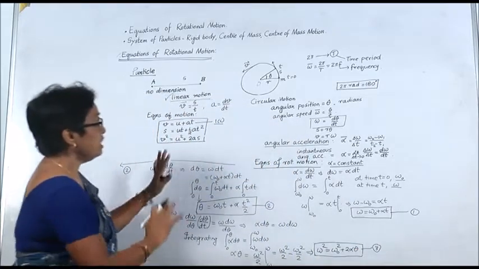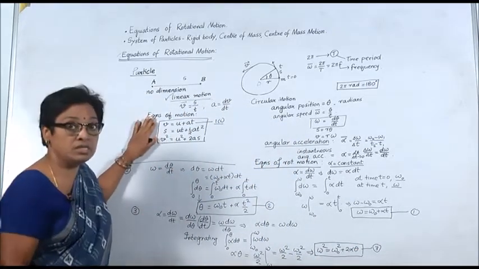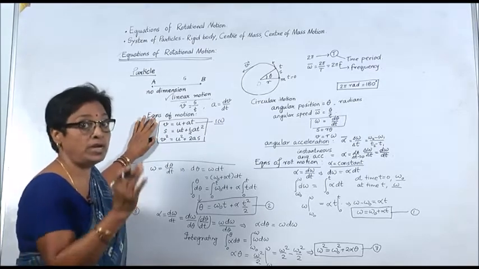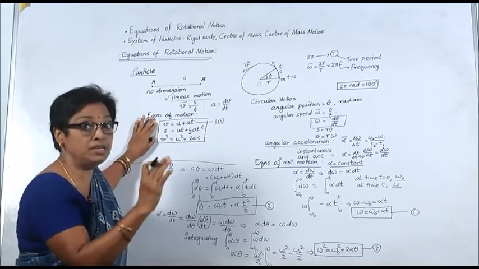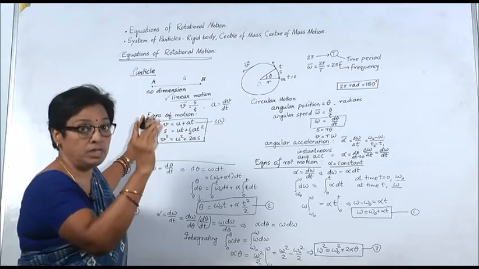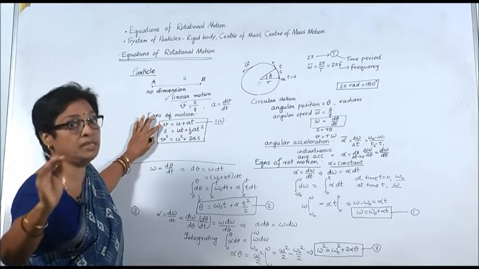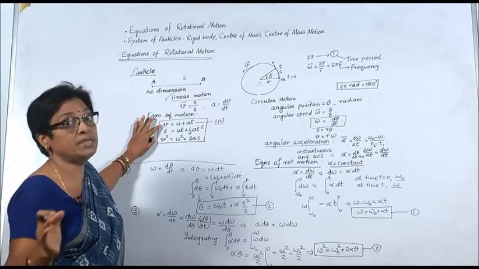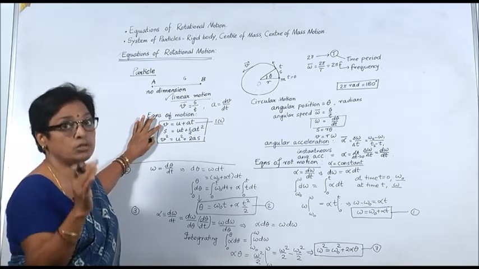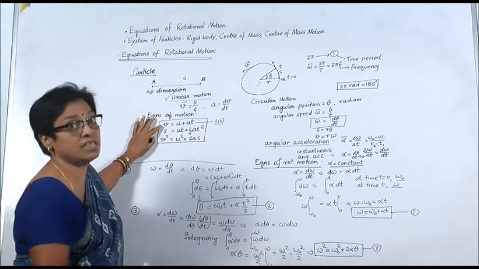So, these are the three equations. If you remember this and you know what is what, that means if you know in linear motion u stands for this, v stands for this, a stands for this, s and t, what are the corresponding quantities in angular motion or in rotational motion, you can always get the same equations.